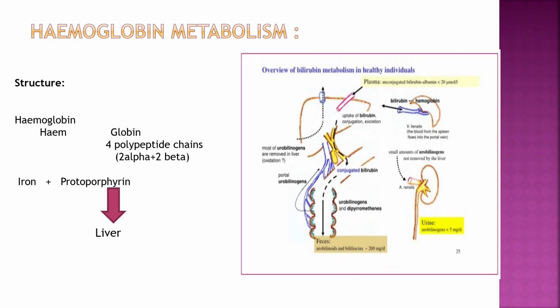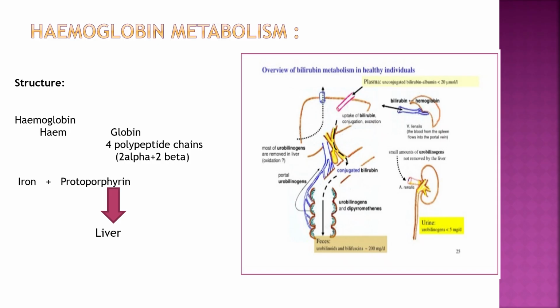Then from this it will go to the small intestine, that is duodenum, through the bile duct, and then it will go to the large intestine, where because of the bacterial action it is converted into stercobilinogen, and then it is excreted into the stool. Some part of the conjugated bilirubin will go to the kidney through circulation, and then it is converted into urobilinogen, and it is excreted in the urine.